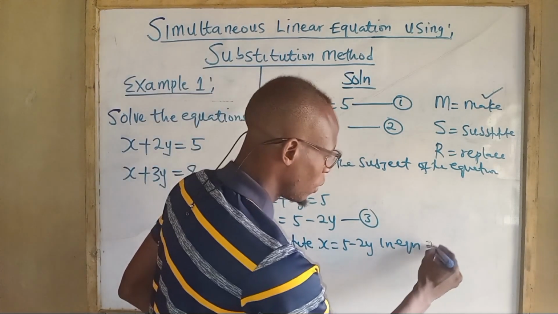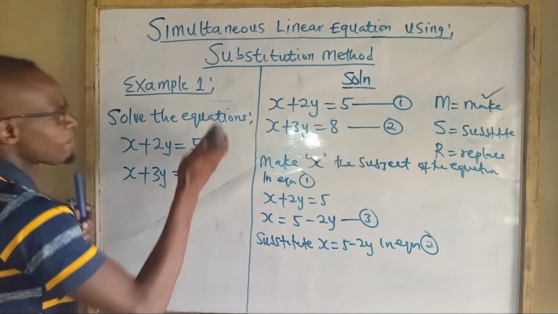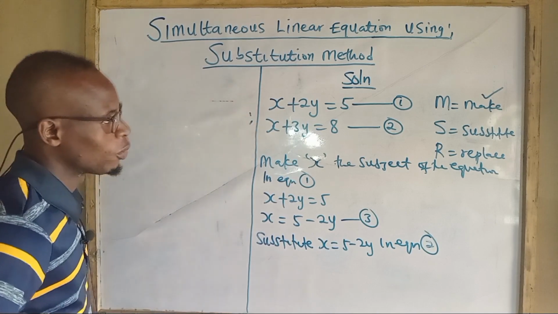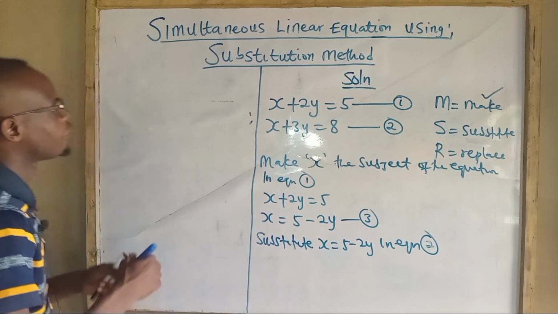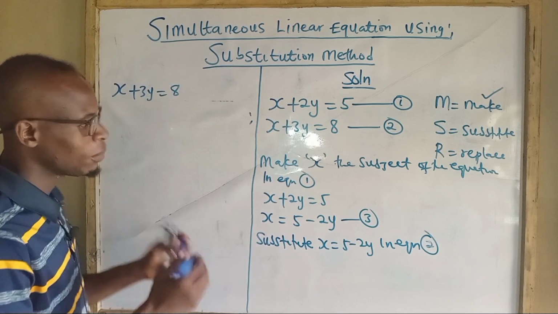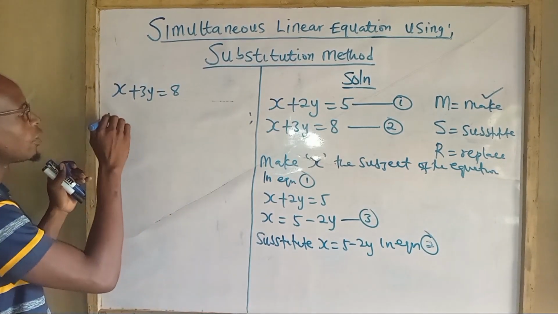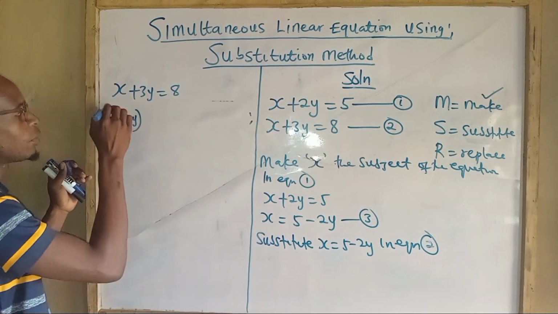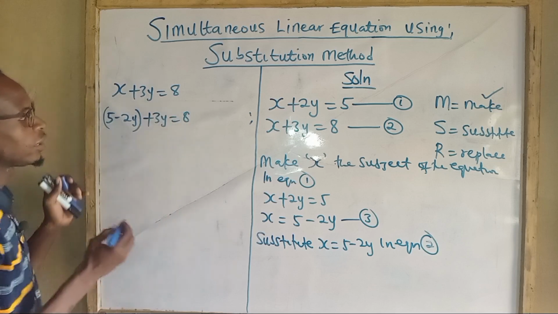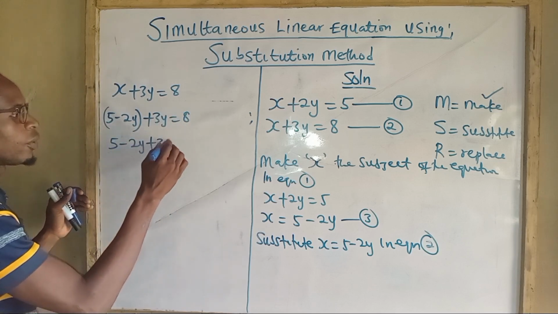So in equation 2 now, I will need to rub off this part so that I'll have enough space. From equation 2, we have x plus 3y equals 8. That means anywhere you see x, you put 5 minus 2y, which represents the value of x. Then plus 3y equals 8. So let's open this bracket: we have 5 minus 2y plus 3y equals 8.